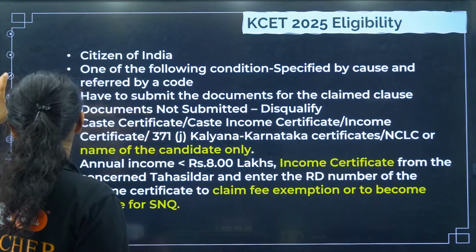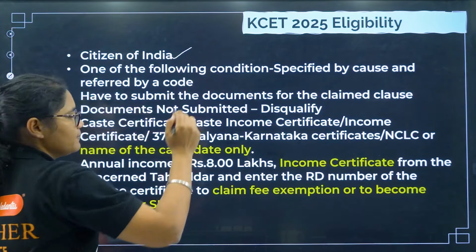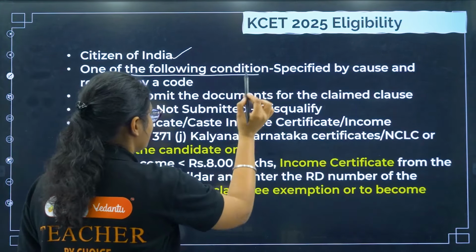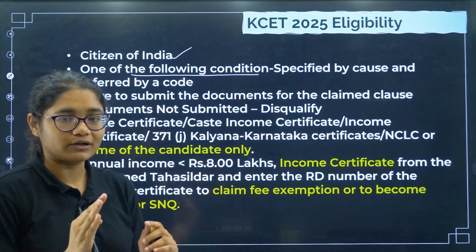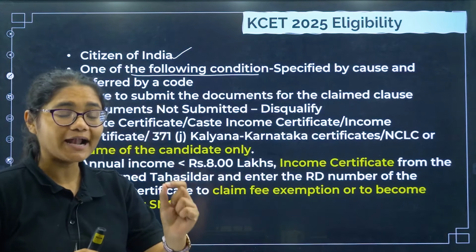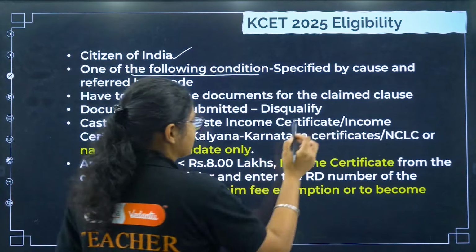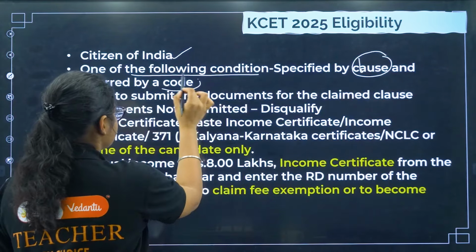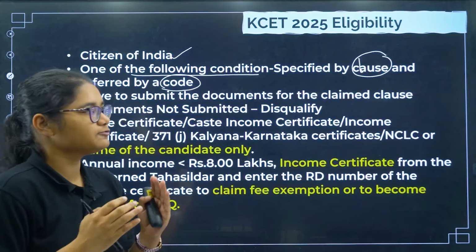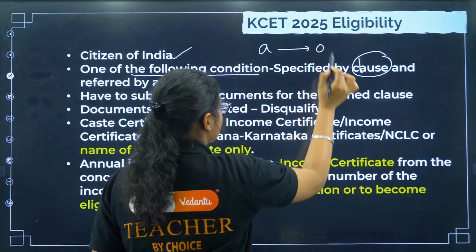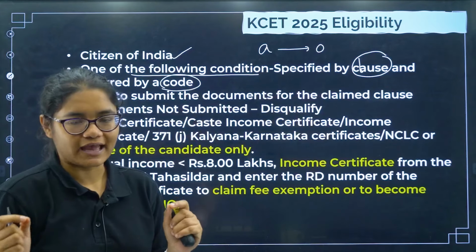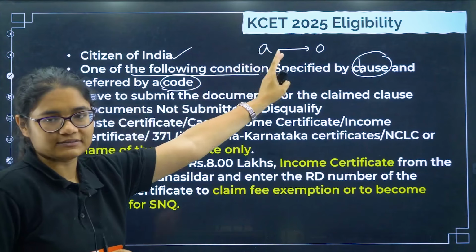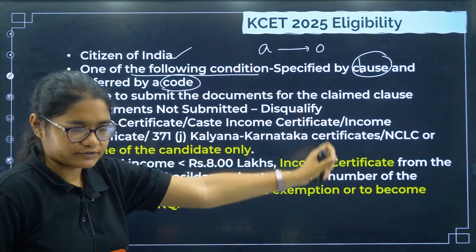So the first thing that you should know is you should be a citizen of India. Now besides being a citizen of India, you should be following one of the following conditions. There are a total of 15 conditions, and each condition is specified by a clause, with a reference code for each clause. So from clause A to clause O we have a total of 15 clauses. After being a citizen of India, you should be satisfying any one condition or clause.